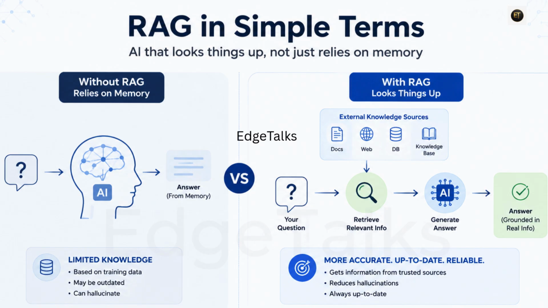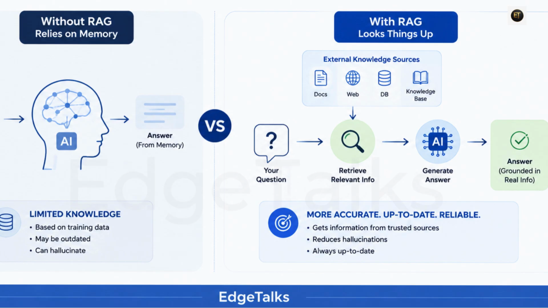Now let's understand RAG in simple terms. Without RAG, AI relies mostly on memory. The model predicts answers based on the training data, which may be outdated or incomplete. With RAG, the system first checks external sources like documents, databases, websites, or company authorized knowledge bases as well. It retrieves relevant information before answering. So instead of guessing first, the workflow becomes retrieve first and then answer second. That's why RAG systems are generally more accurate and reliable.